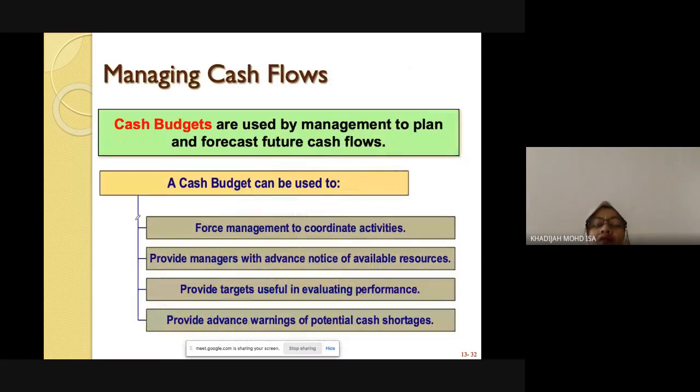Right. So before we end, let's look at managing cash flow. It's very important for companies not only to make sure that they have a profit, but they must also be able to manage cash. Cash is very important. We say that cash is king, because for business they need cash in order to cycle, in order to pay for your accounts payable. So in order for you to have enough cash, in order for you to manage cash, normally you will prepare a cash budget.